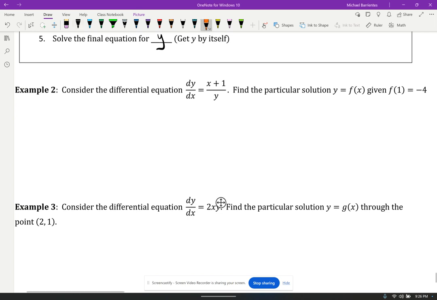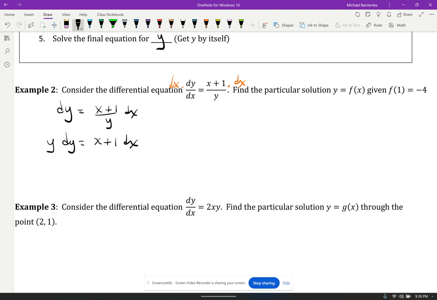So we're going to multiply both sides by dx. Multiply this side by dx, multiply this side by dx, and you're going to get dy equals x plus 1 over y dx. I have a mixture of x's and y's, so I'm going to multiply both sides by y. So now I'm going to have y dy equals x plus 1 dx. I have separated the variables. All my y's are on the left side, all my x's are on the right side.